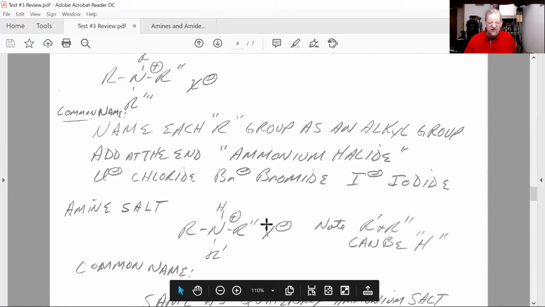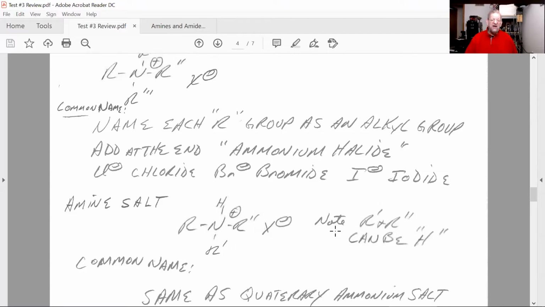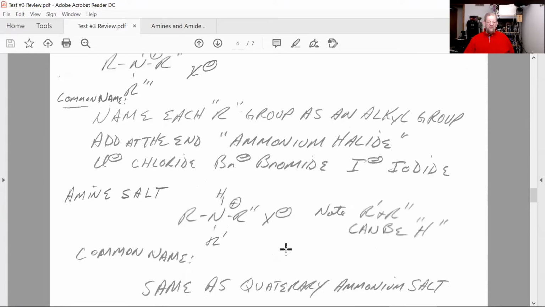Now, amine salts are where you have at least one hydrogen on the nitrogen, it's got a plus charge, and then you have 3 groups, R, R prime, and R double prime. And by the way, R prime and R double prime for amine salts can be hydrogen. And guess what? You name it the same as quaternary ammonium salts. You name each R group as the alkyl group it is, then add the word ammonium halide.